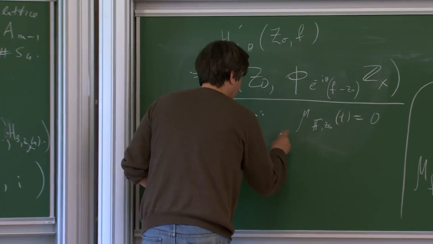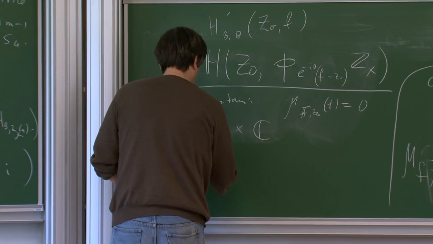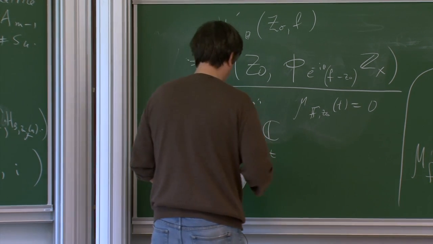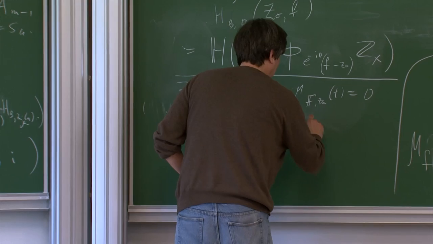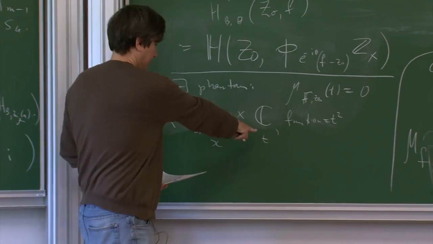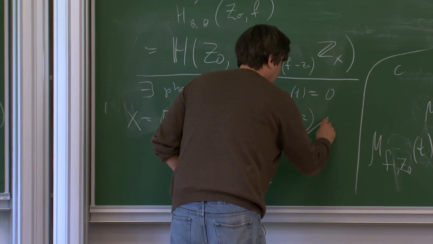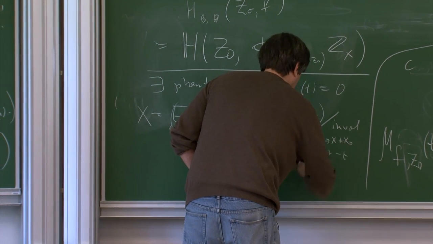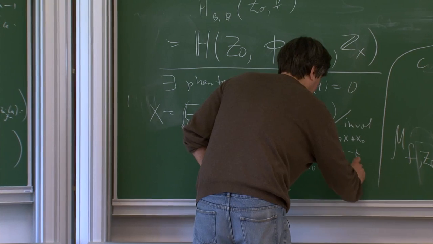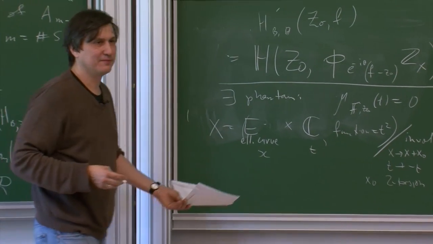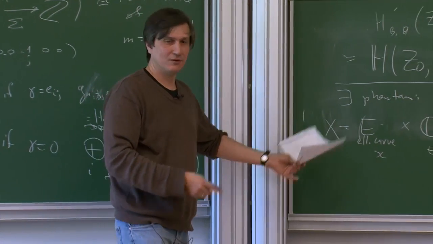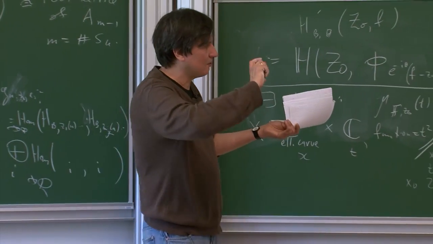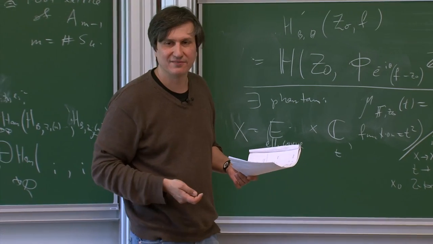Let me show this simple example of a phantom. So I take a point x and t, and take the function equal to t squared. It just depends on the second variable, but you mod out by an involution: x goes to x plus x0, t goes to minus t, and x0 is a two-torsion point on the elliptic curve. Then on the quotient you get critical points that will be the elliptic curve divided by this shift, but the local system will be a rank one local system with non-trivial monodromy, and it will kill all cohomology.